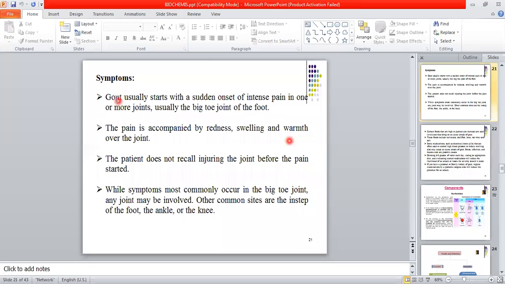Now the symptoms. Gout starts with a sudden onset of pain in one or more joints. Means every time the pain will occur on the joints only, or a toe joint of the foot. Next, there will be redness also, swelling also, and the patient doesn't recall injuring the joint before the pain started. Mostly these symptoms occur in the big toe joint, and other common places are the instep of the foot and the knee.